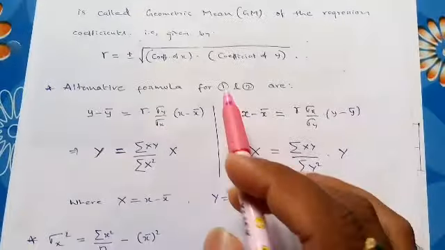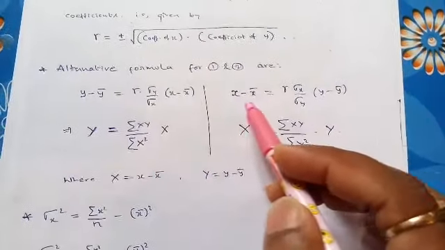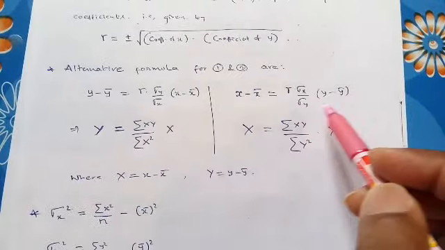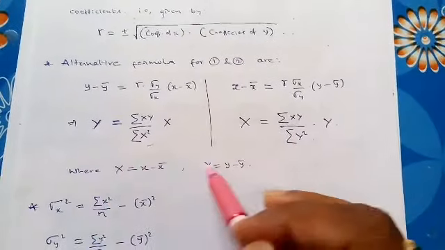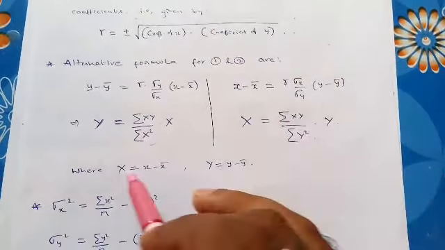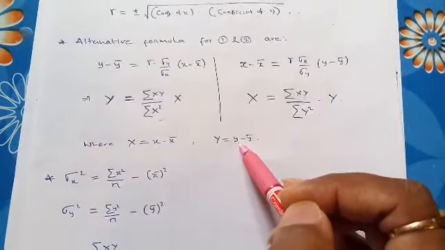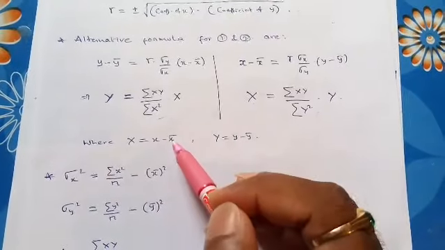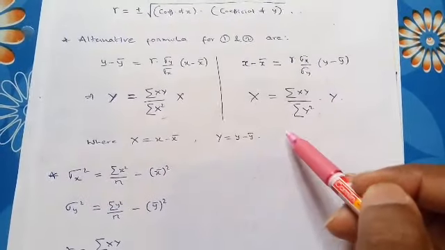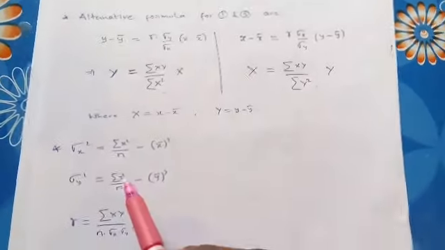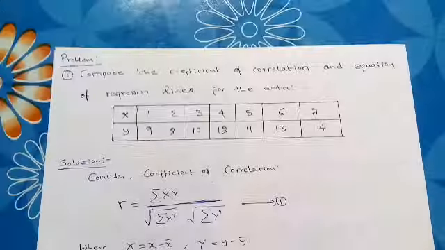Next, alternative formulas for regression lines. For this line, this is the formula. Similarly, the regression of x on y, these two are the alternative formulas. Here capital Y means y minus y bar, capital X means x minus x bar. We know that small x and small y are the values given in the table. X bar means sum of x values divided by n, and y bar means sum of y values divided by n. Similarly, these are the formulas.